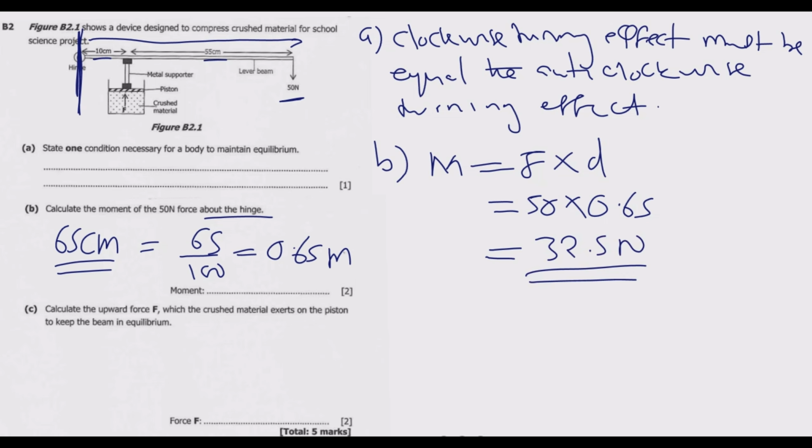C. Calculate the upward force F which the crushed material exerts on the piston to keep the beam in equilibrium. So we have two forces. This force is pushing downward, this one is pushing upwards. So once these two are equal, like we said in question A, then it will be in equilibrium. So let us call this F to be F2. Then this distance from the hinge, which is the pivot, which is 10 centimeter converted to meters.